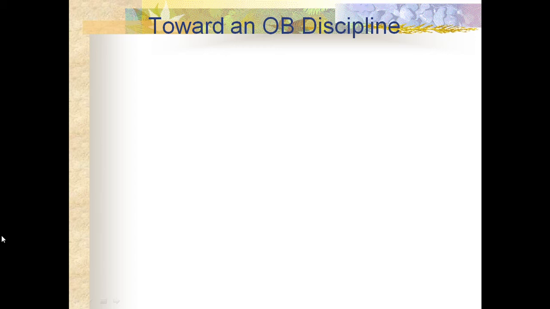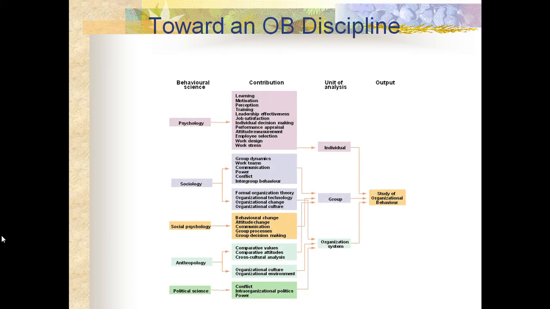And as we move toward OB as a discipline, let's see the various other behavioral sciences or disciplines, the contribution of each such discipline, what the unit of analysis is, and what the output is. This is a very comprehensive diagram showing the contribution of various other disciplines in the development of organizational behavior. So, the behavioral sciences and their contributions: what theoretical dimensions we draw from each behavioral science field, the unit of analysis, whether it is at the individual level, group level, or organization system level, and ultimately the output, which is the study of organizational behavior.